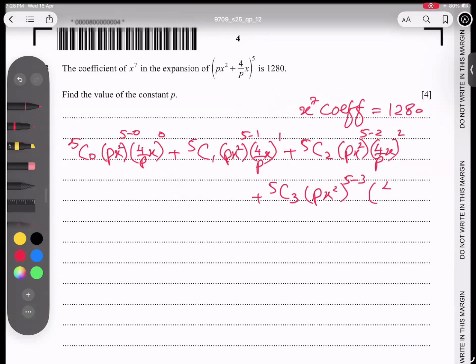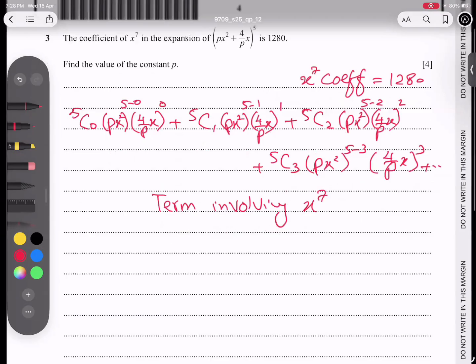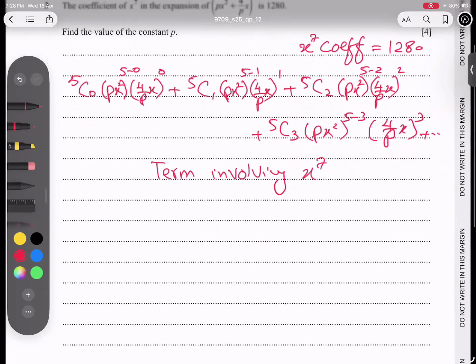and 4 over p, x to power 3. Now this is 2 2s of 4 and here 3. So it means this is my answer. So no need to write, just write here the term involving x to power 7. So I will take only this term and I will type one by one.